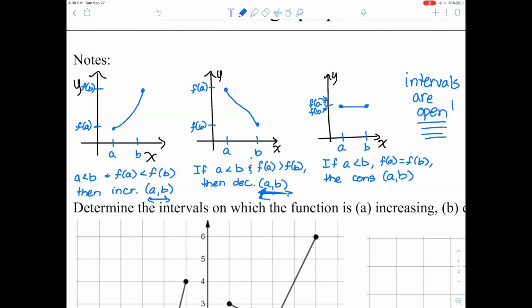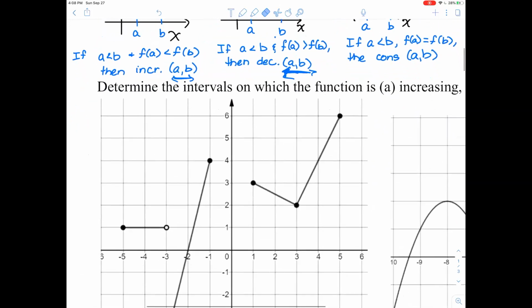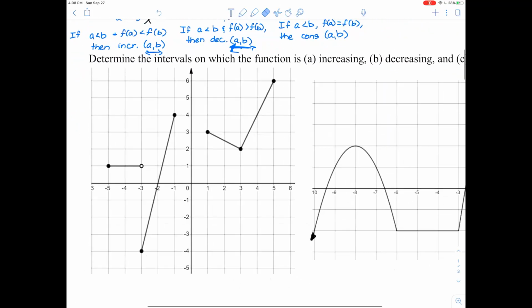Open, open, open. So no brackets, even though those are closed points, no brackets. When we're talking about intervals of increase, decrease, and constant, you always keep your intervals open. And you're going to see here in just a second why. Let's take a look at these examples.